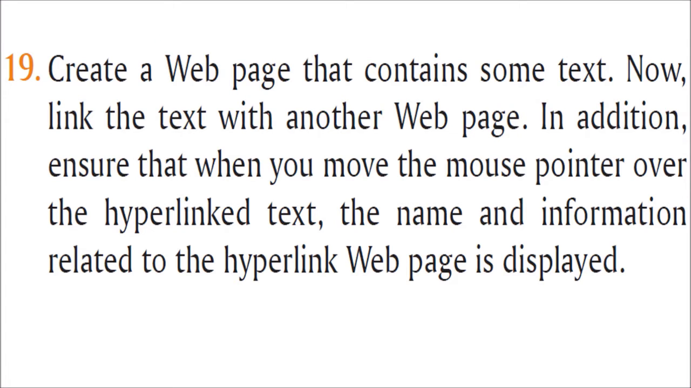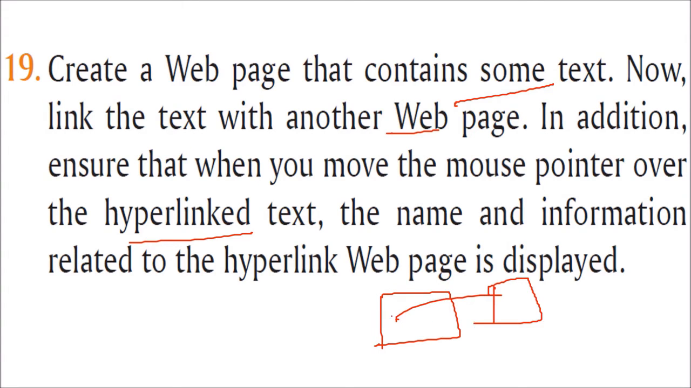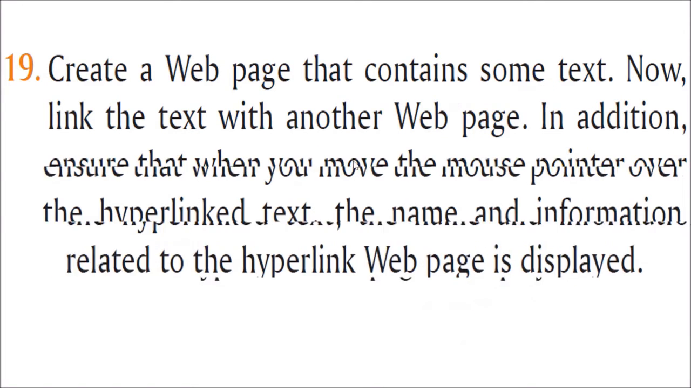Now create a web page that contains some text. Now link the text with another web page. In addition, ensure that when you move the mouse pointer over the hyperlink text, the name and information related to the hyperlinked web page is displayed. That means you have a page, when you need to link it to another page, and when you hover the mouse here, it should give you the name of the link page.